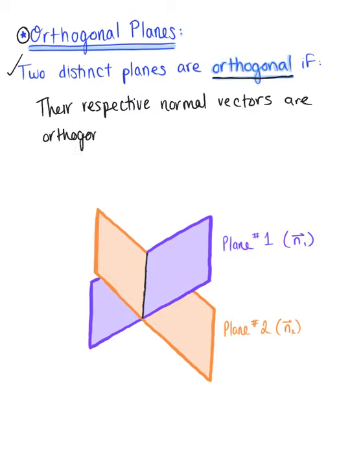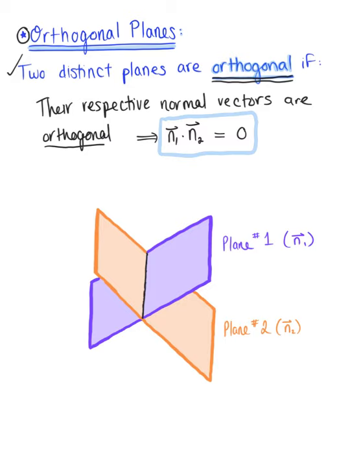So how are we going to be able to test this? Think back to our vector operations. How would you check if two vectors are orthogonal? The dot product. We know, of course, that if the dot product of the normal vector of the first plane dotted with the normal vector of the second plane is equal to 0, then those vectors are orthogonal, thus making the planes that they correspond to orthogonal. So this provides us with a nice way to check if two distinct planes are orthogonal to each other.